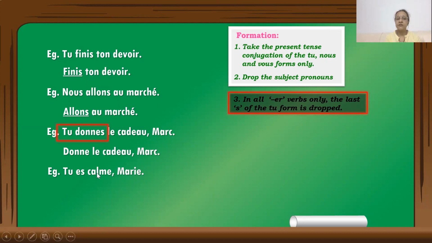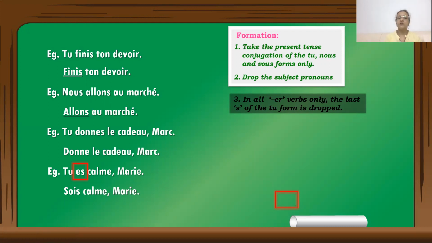Last sentence, which is this verb, tu es. Es is your être verb. Être does not follow these rules. It's an exception. In the tu form, the être is what? Sois calme, be calm, Mary. I hope I made it very clear to you all.